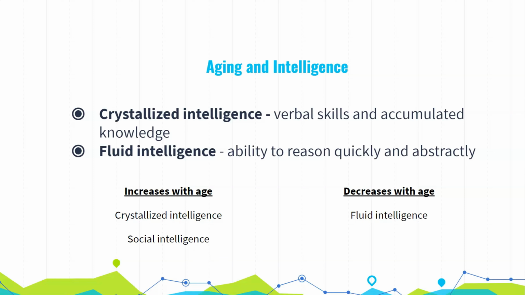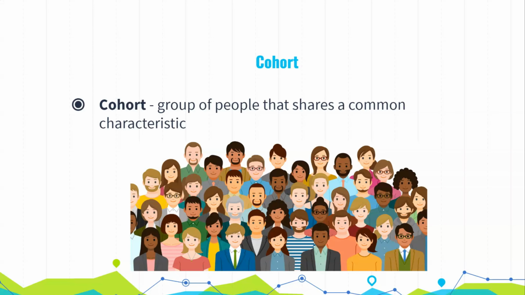If you're scared of your fluid intelligence decreasing, then take comfort that social intelligence increases as we age, just like crystallized intelligence. So older people tend to give better advice if you ask them about social conflicts. Also, our test scores on intelligence tests tend to stay constant after age 11. I forgot one of the most boring bold terms ever. A cohort is a group of people that shares a common characteristic.